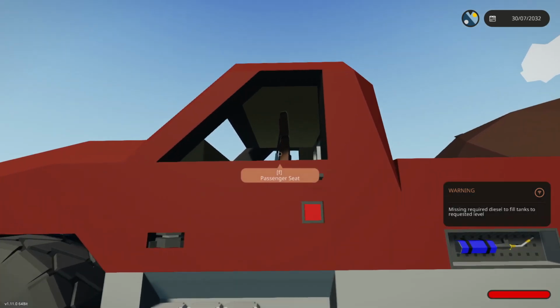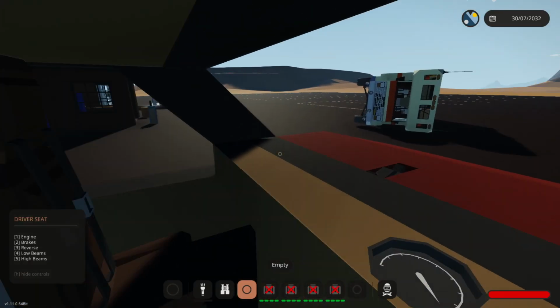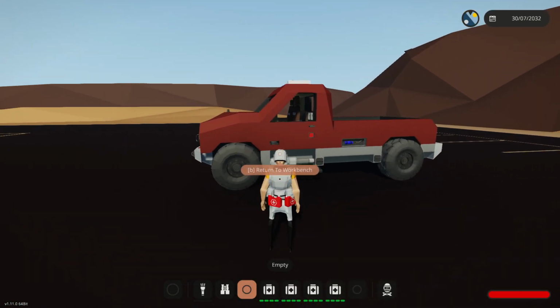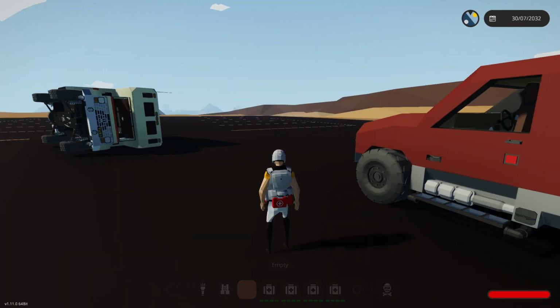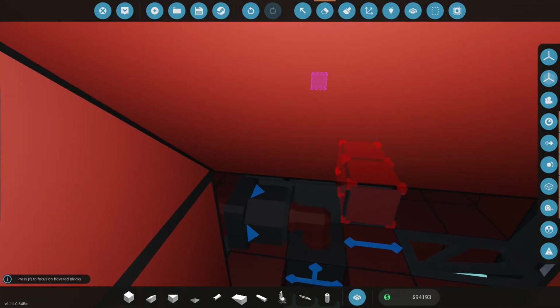Okay, so apparently we're missing... oh no, have I taken all the diesel from here already? I think I have. Oh no, that means we actually don't have any diesel whatsoever in order to get home. Well, that sucks, doesn't it? You know what, that's actually okay. And you know the reason why?